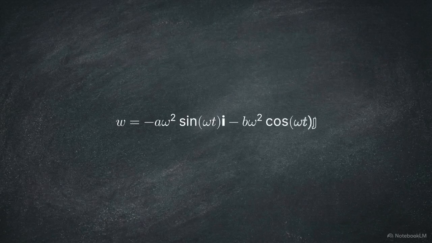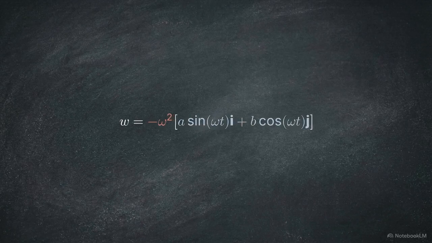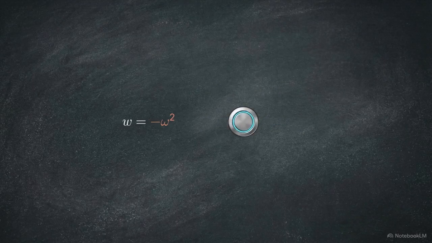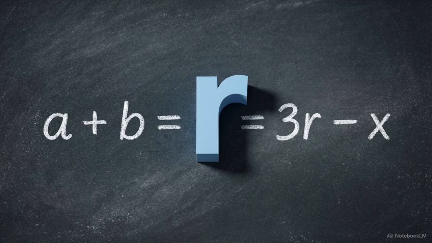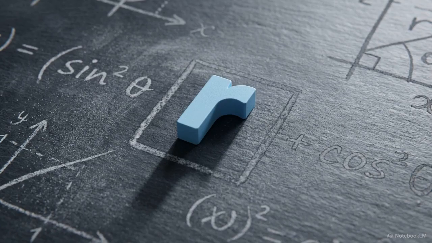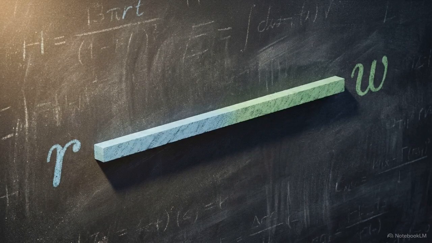If we factor out the negative omega squared from both components, a familiar structural pattern appears in the remaining bracketed terms. The terms inside the brackets are identical to our original blue position vector, r. We can substitute r back into the equation, leaving us with acceleration equals negative omega squared times r. By substituting the position vector r back into the equation, we establish a direct linear relationship between where the particle is and how it is accelerating.